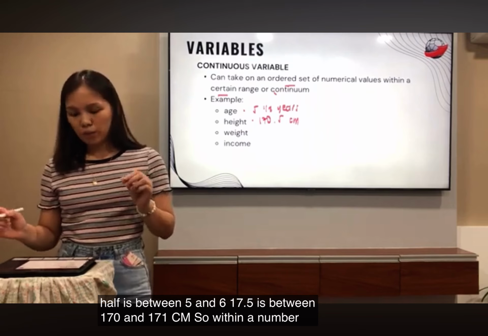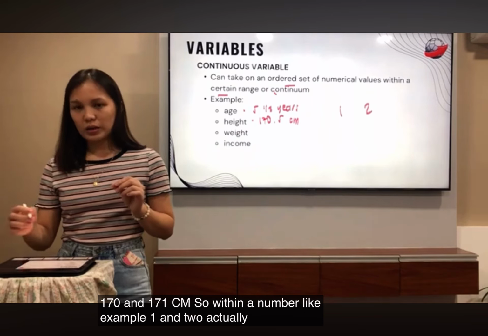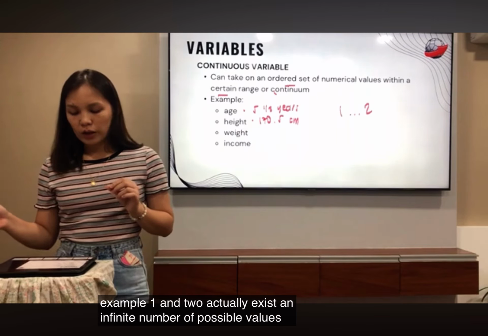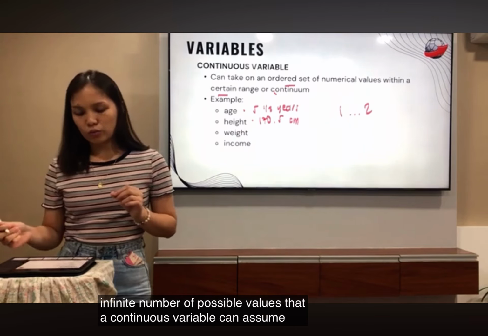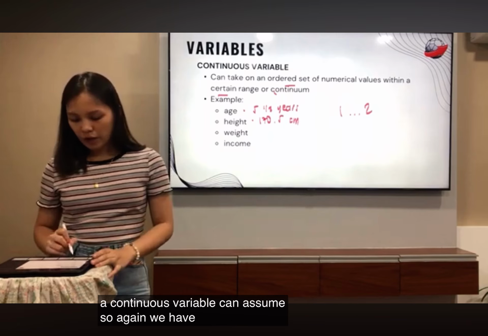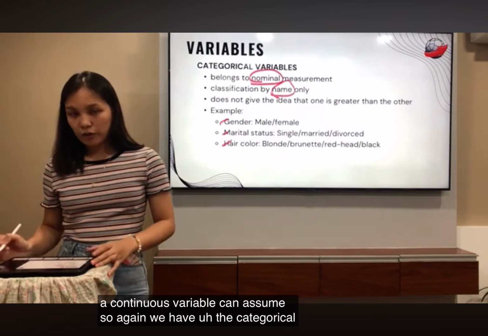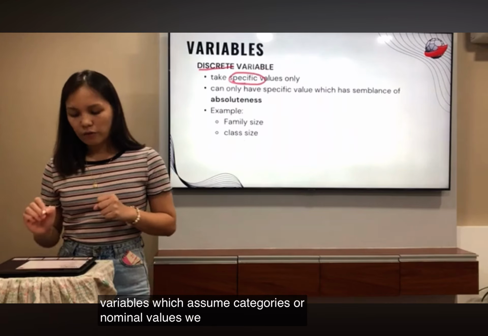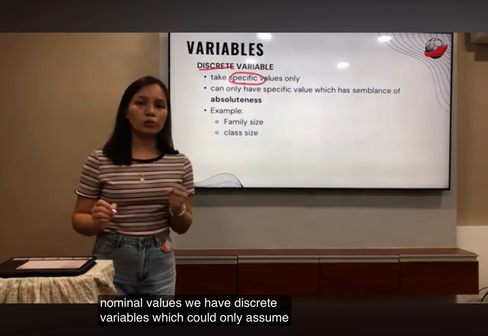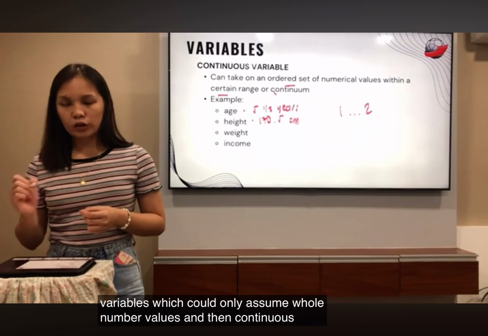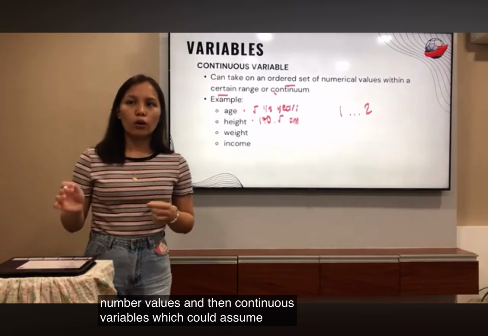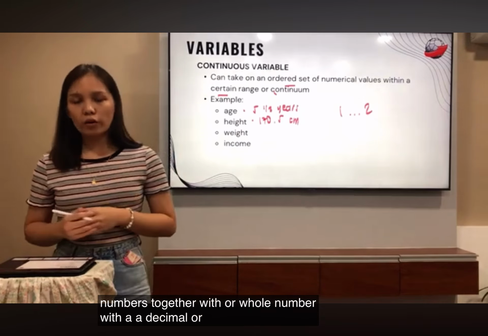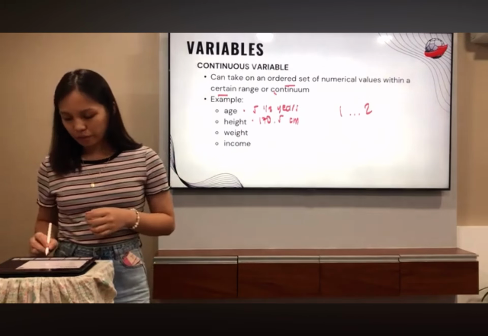So within a number like example 1 and 2, there actually exists an infinite number of possible values that a continuous variable can assume. So again, we have the categorical variables, which assume categories or nominal values. We have discrete variables, which could only assume whole number values, and then continuous variables, which could assume whole numbers together with, or whole number with a decimal or fraction values.